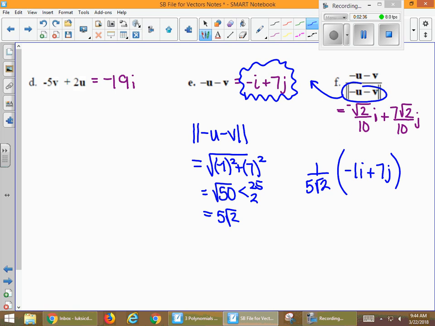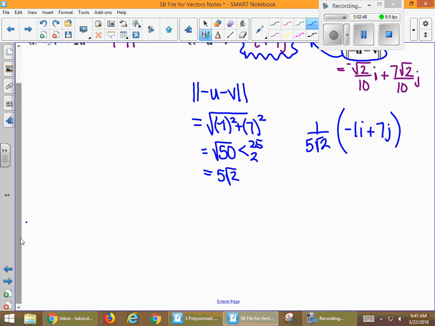And then multiply through and rationalize, which is probably the most labor-intensive part of the problem. So -1 over 5 radical 2 i plus 7 over 5 radical 2 j. And I left myself a gap in there so I could multiply by radical 2 over radical 2 to rationalize it. Try to keep that in there.